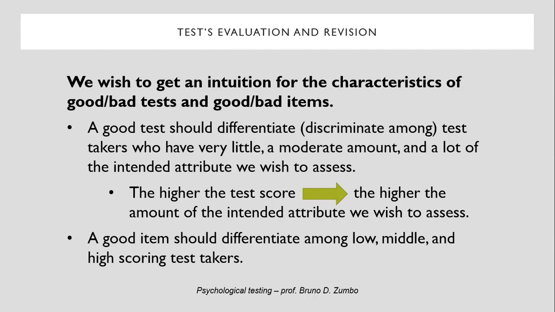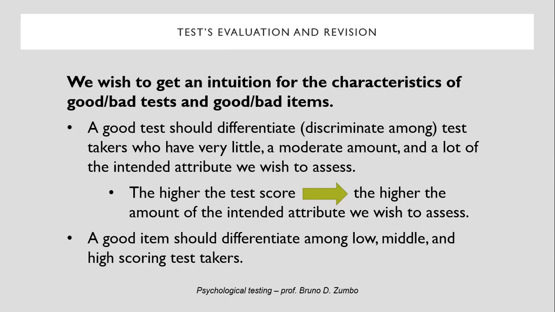So we wish to get an intuition for the characteristics of good or bad tests and good and bad test items. Items are the building blocks of assessments and tests. And therefore, you could have a very unusual situation in which one or two bad items are in fact balanced out by the preponderance of very good items. But for the most part, I think it's sufficient to say that bad items lead to bad tests or bad assessments. So a good test should differentiate, discriminate among test takers who have very little, a moderate amount, and a lot of the intended attribute we wish to measure.